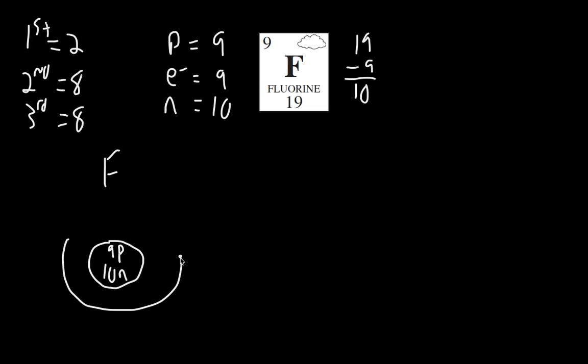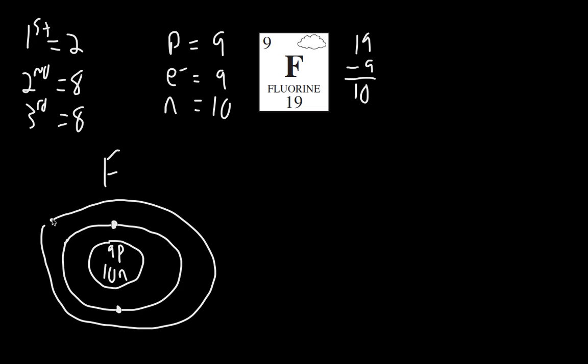Since we have 9 electrons, we can't fit those all on the first energy level. We can only fit 2 of those. That leaves us with 7 remaining. So we are going to spread those out on the second ring. Remember, I like to draw them in pairs because it makes them easier to count. And in this case, we have our total of 9 electrons. 1, 2 on the first energy level, 3, 4, 5, 6, 7, 8, 9. So our regular fluorine atom is done.